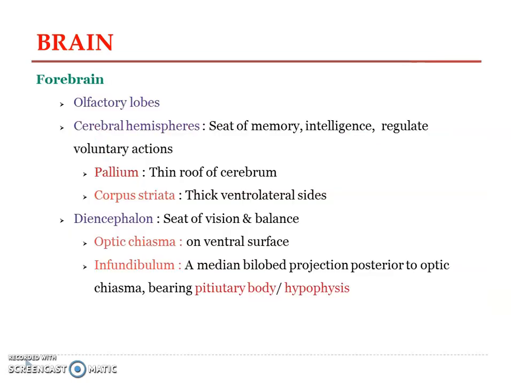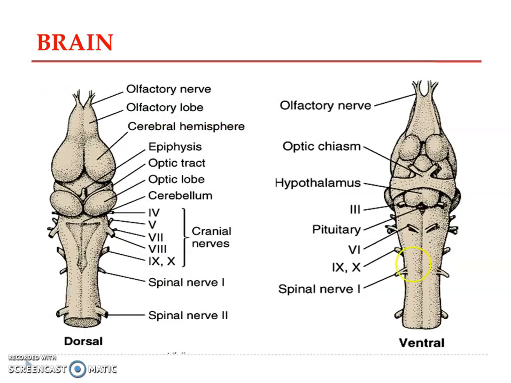Okay, now we can see what are the structures which actually form the forebrain. The forebrain is the largest part of the brain, consisting of a pair of anteriorly directed olfactory lobes. Here you can see the structure clearly. So this part here is the olfactory lobe. Okay, so a pair of olfactory lobes are seen.